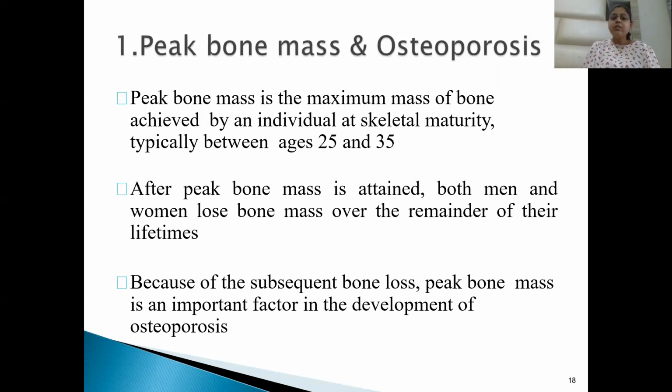Peak bone mass and osteoporosis. Peak bone mass is the maximum mass of the bone achieved by an individual at skeletal maturity, typically between ages 25 to 35, which is the maximum calcium accumulation. After peak bone mass is attained, both men and women lose bone mass over the remainder of their lifetimes, meaning afterwards the bone mass reduces. Because of the subsequent bone loss, peak bone mass is an important factor in the development of osteoporosis.